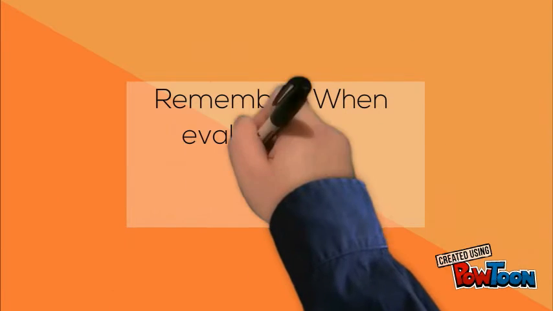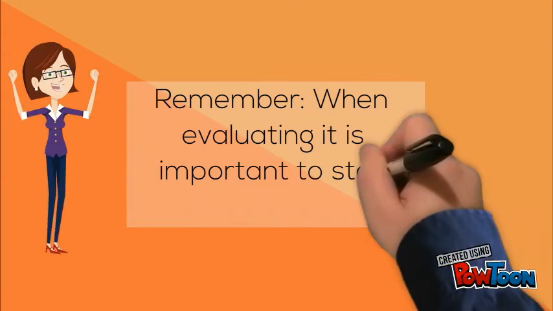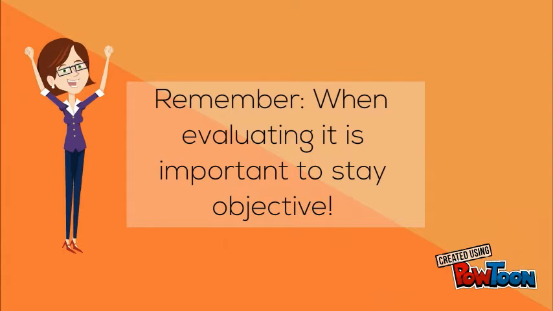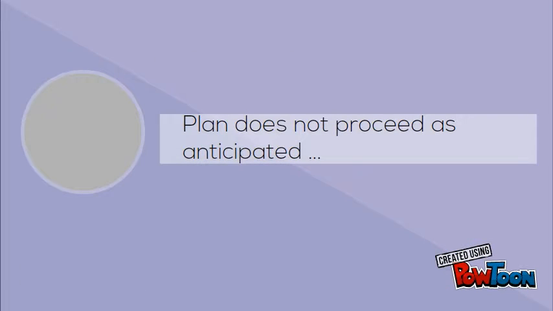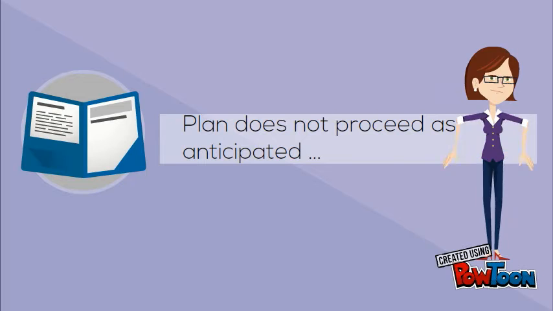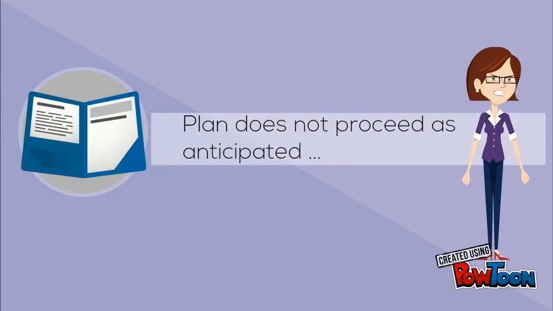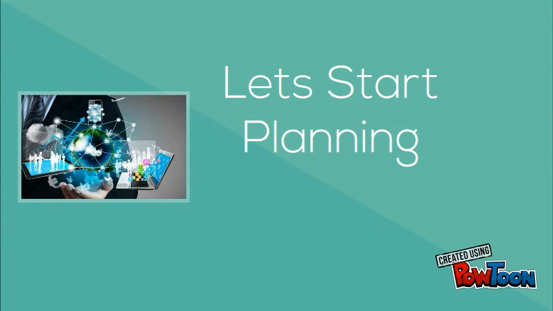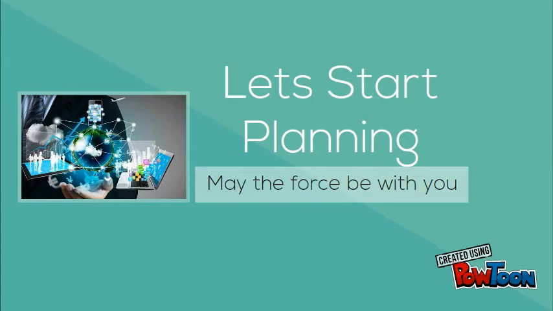Remember, when evaluating a plan, it is important to remain objective. If the early stages of a plan do not proceed as anticipated, it does not make the entire plan a failure. Indeed, schedules and budgets are essentially early best guesses and will almost certainly need to be adjusted later. Technology implementation is a continuously changing process that adapts to the organization's changing circumstances.